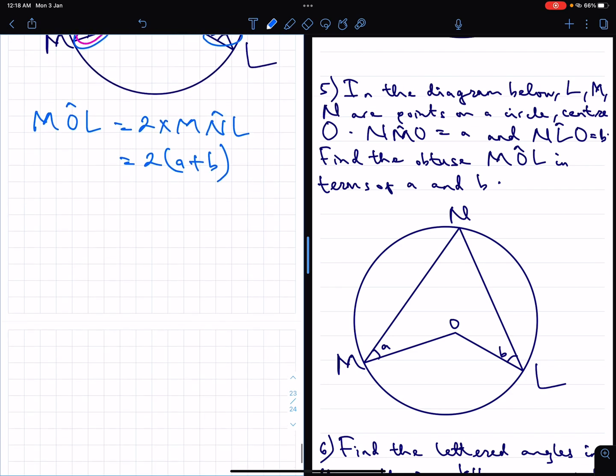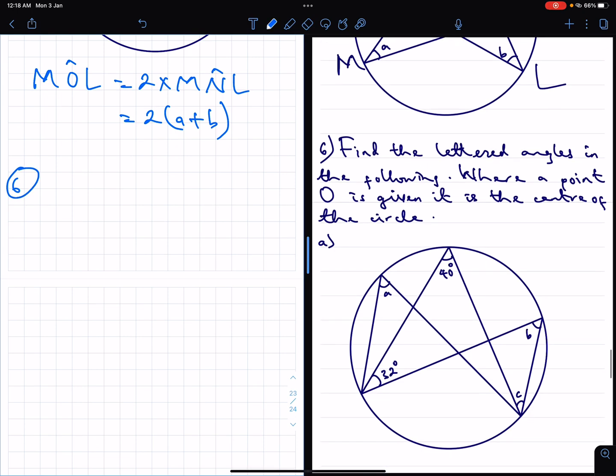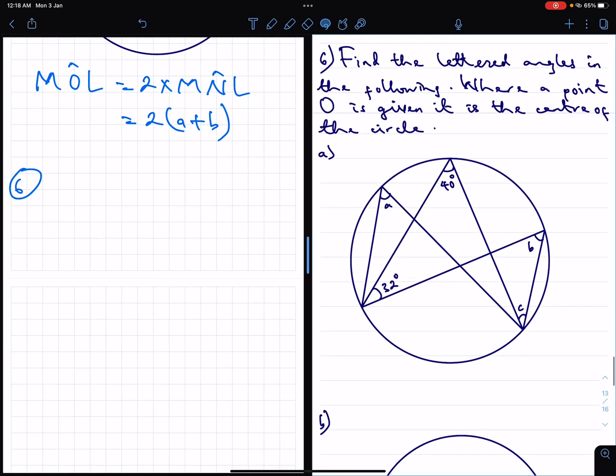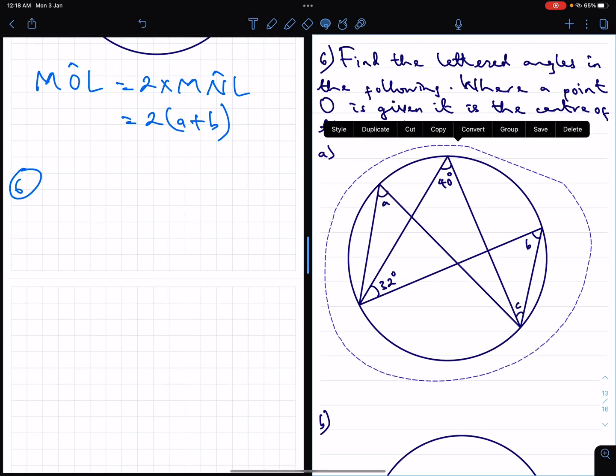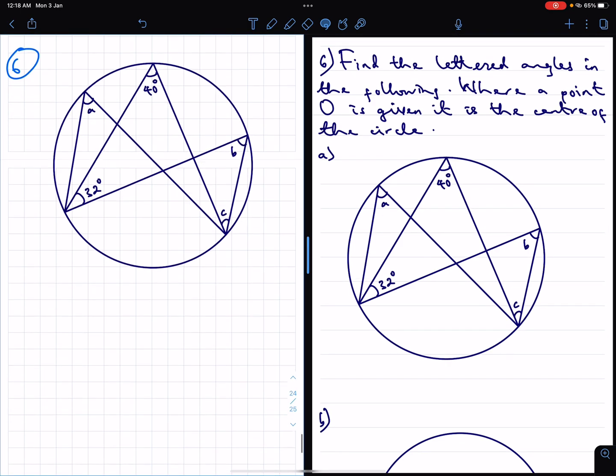And let's go straight to the next, which is number 6. Find the lettered angles in the following, where a point O is given, it is the center of the circle. So let's copy the first diagram. This is the first diagram, and that's it.